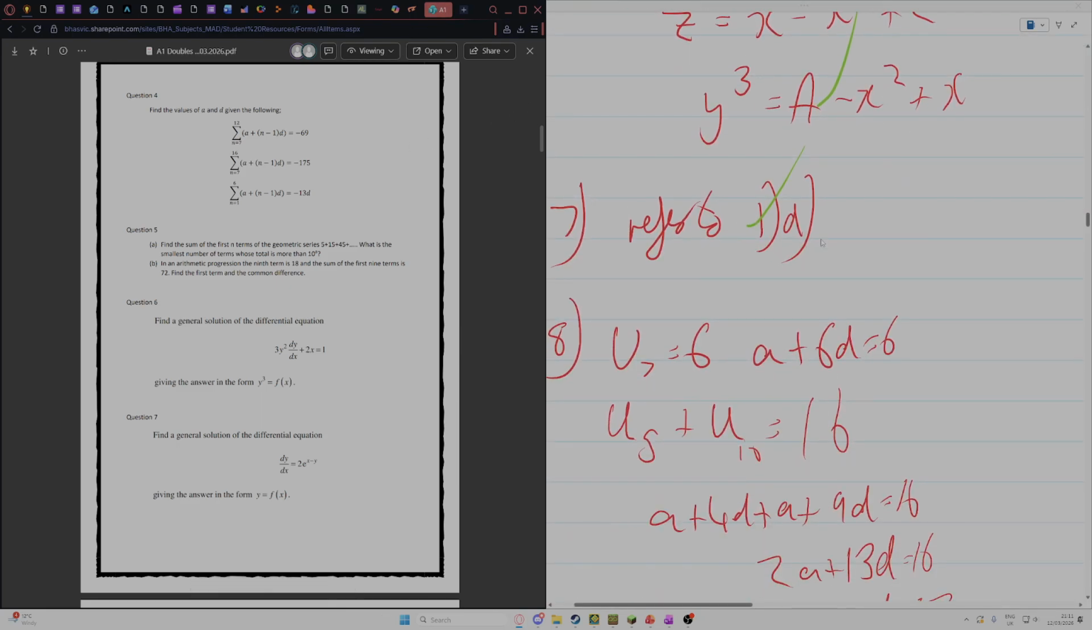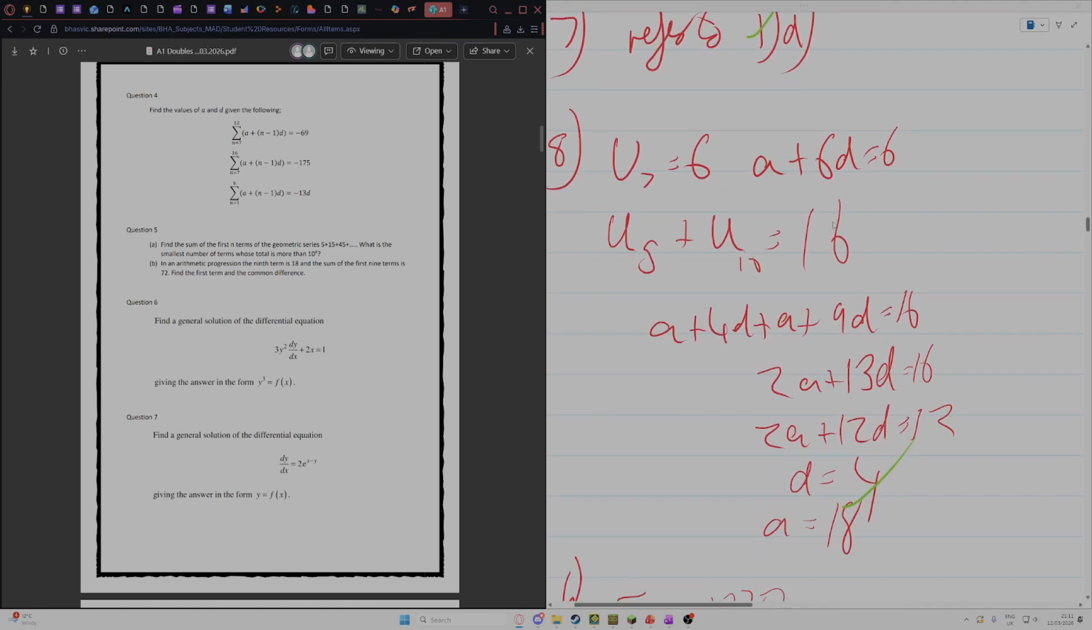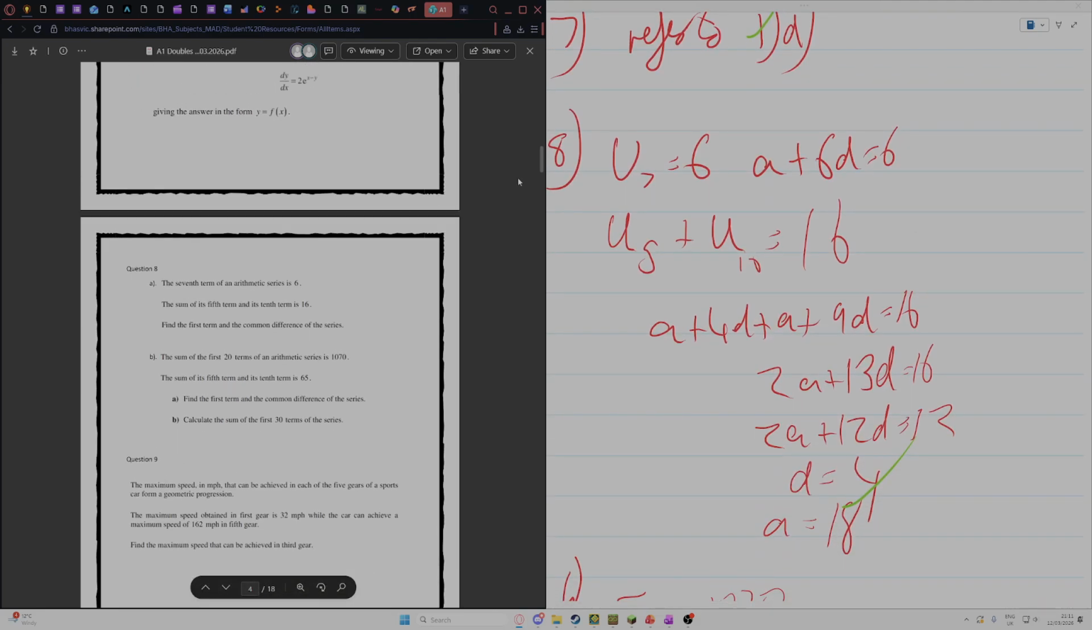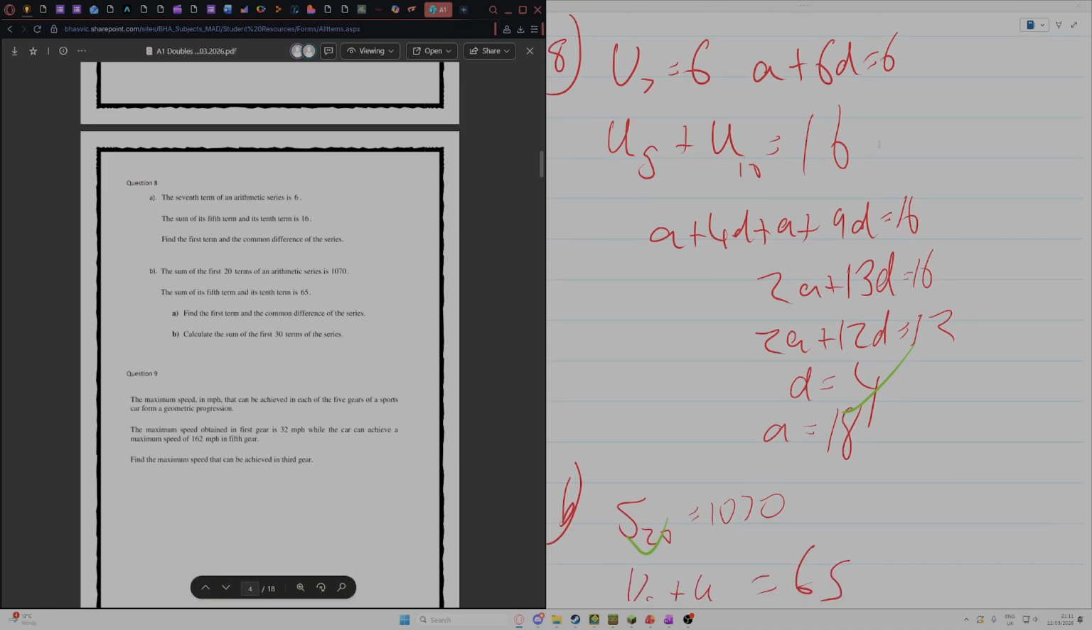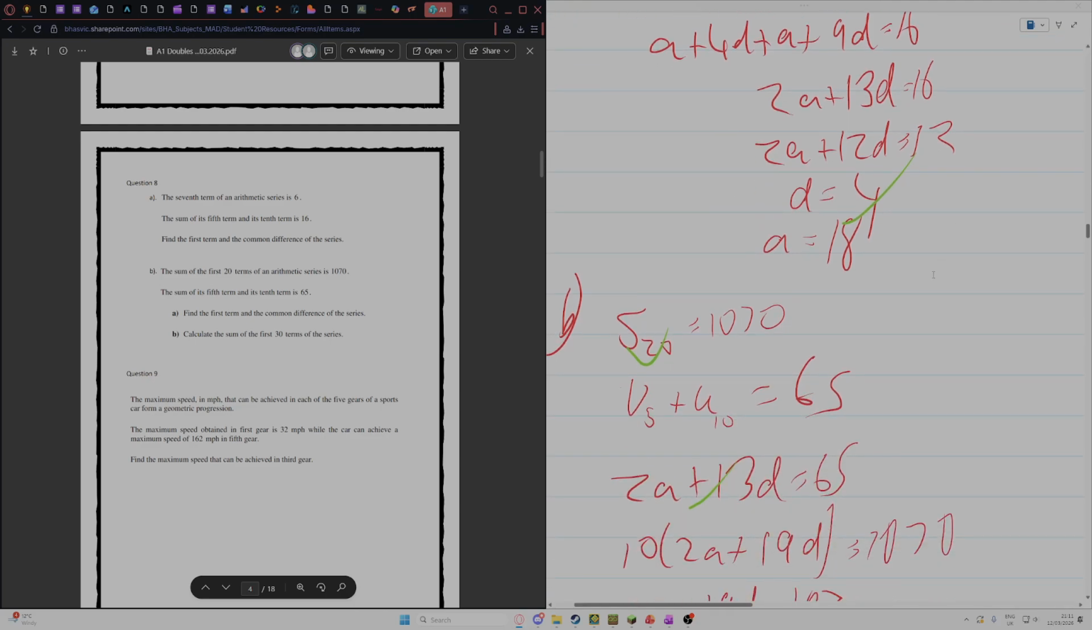Question 7 is literally just the same as 1D, so I don't know why they put it in. Well, at least I think it is. Yeah, it is. And then question 8, more sequences. So U7 is 6, so you have this. U5 plus U10 is 16. Do this, get your thing.